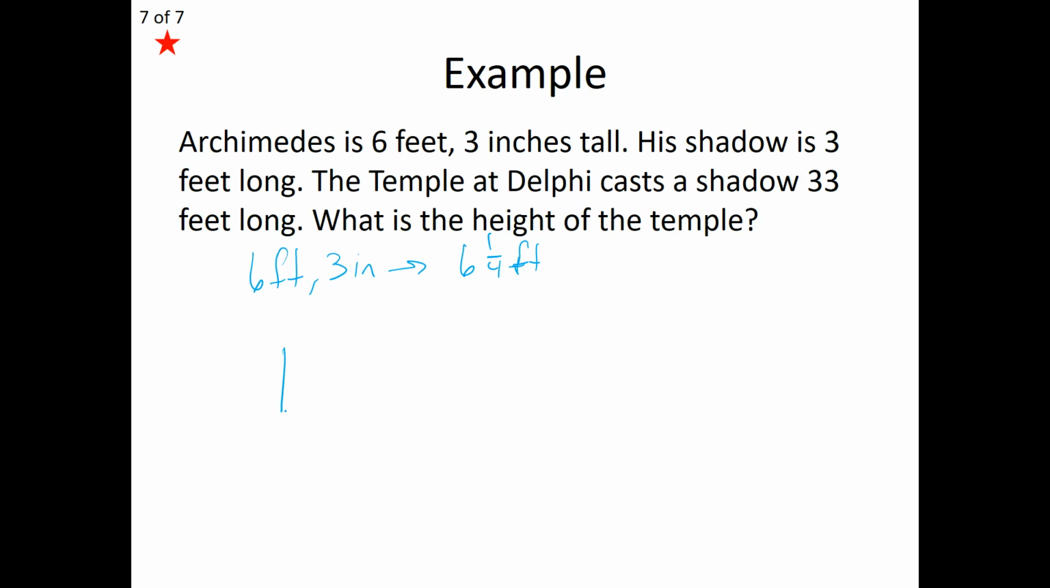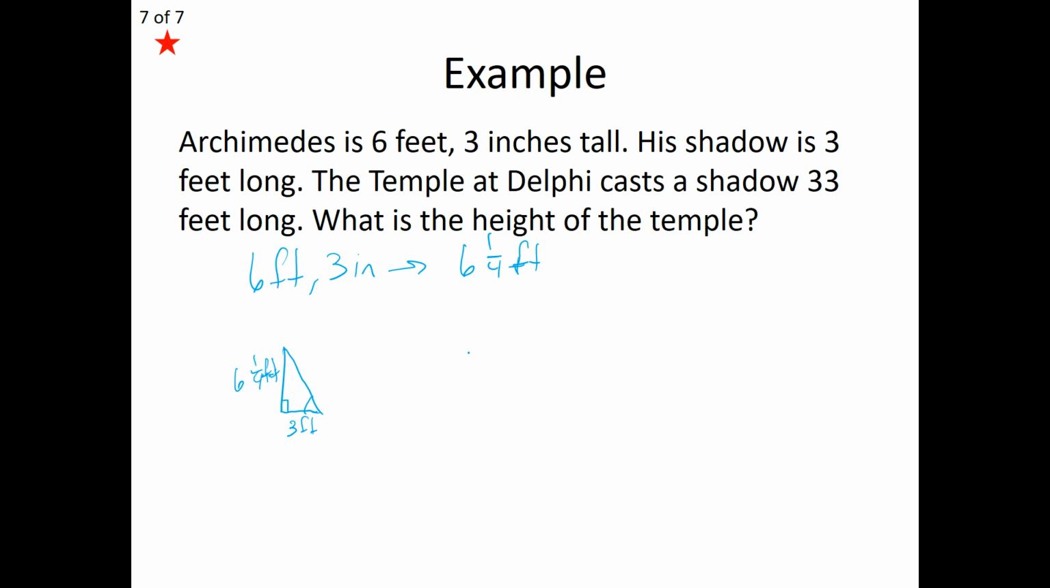So here's Archimedes standing tall at 6 1/4 feet tall, and he's casting a shadow of 3 feet. Now, here's a couple of geometrical assumptions we're making, and that is that Archimedes is standing perpendicular to the ground. That's the first assumption. And Archimedes is casting a shadow to the ground from his head, and that's going to form an angle from the tip of his head to the end of his shadow.